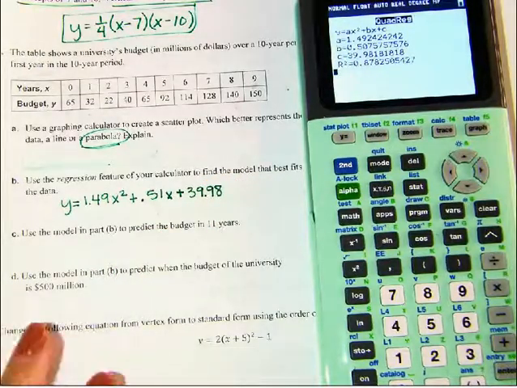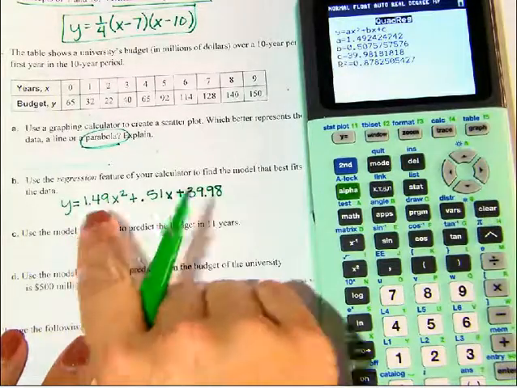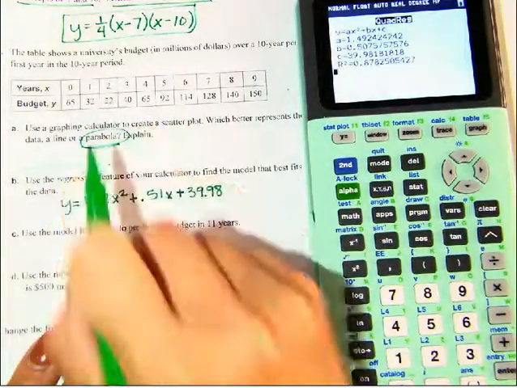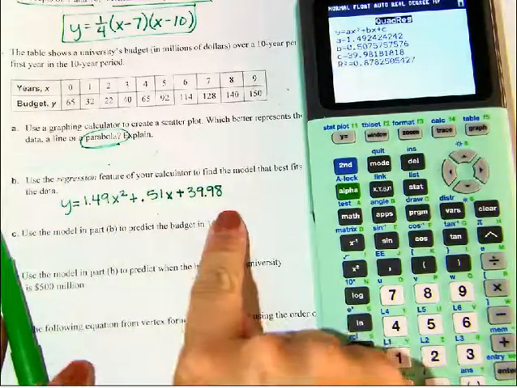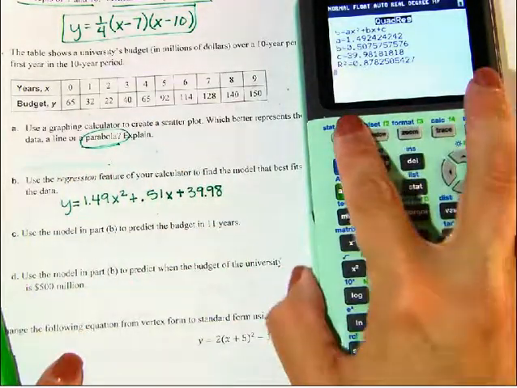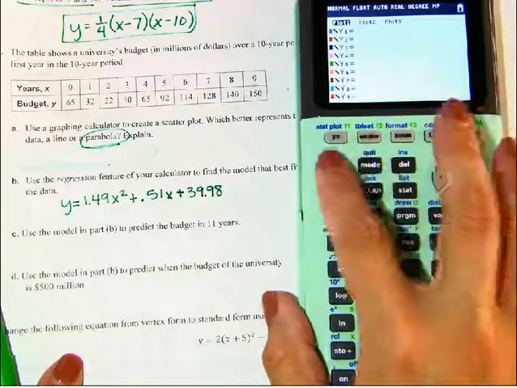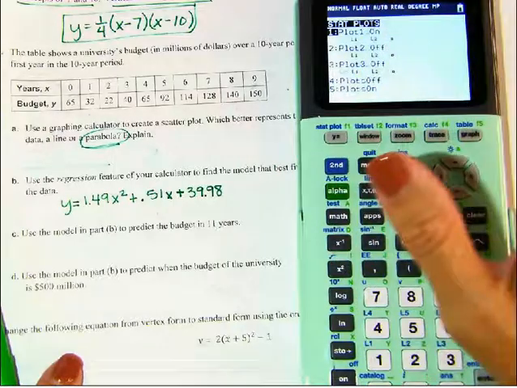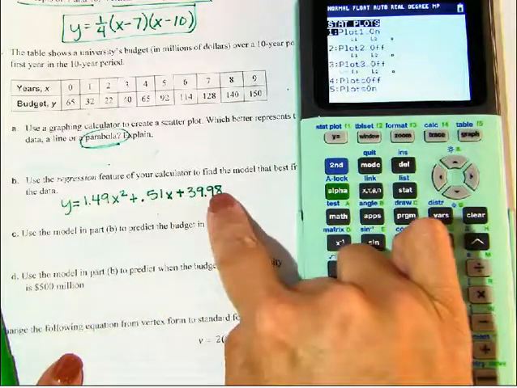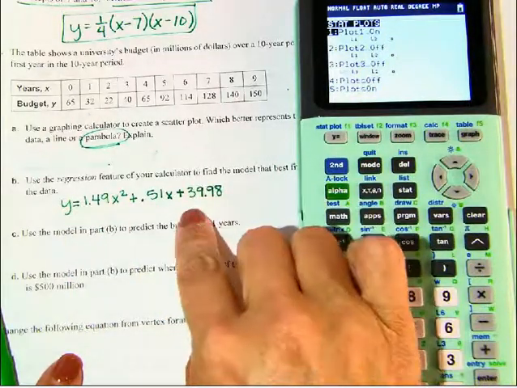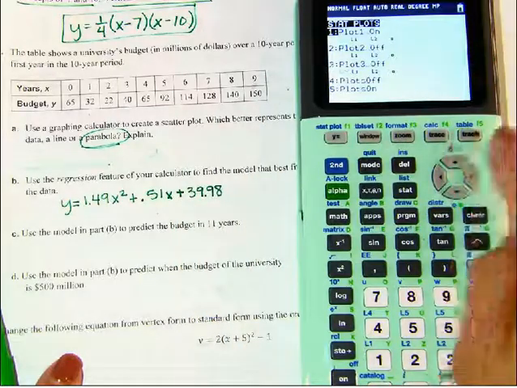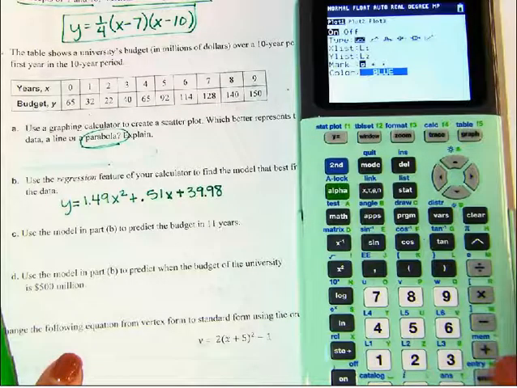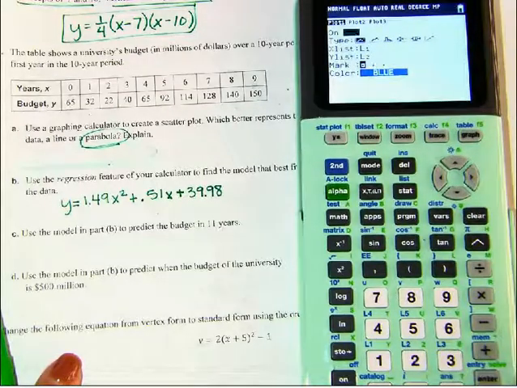All right, now it wants us to use this model to do these next two things. So I no longer care about this data at all. That data was to help me get this. So on my calculator, I'm actually going to turn my points off. I don't want to see those anymore because I'm going to put this equation in, and if I put this equation in and I can see my points, my graph just gets a little busy. So I'm going to go ahead and turn my stat plot off. I just click on it, click off.